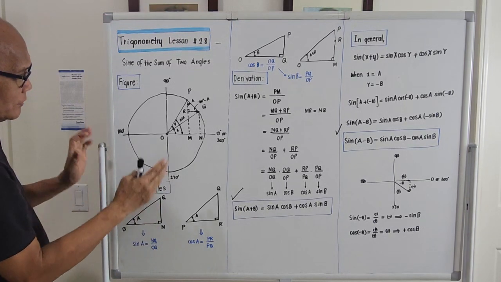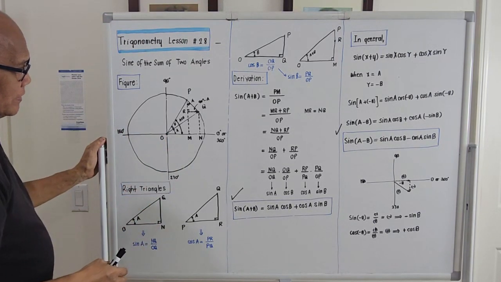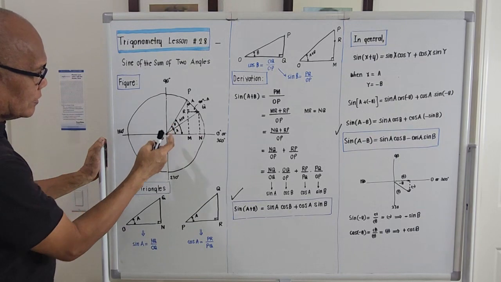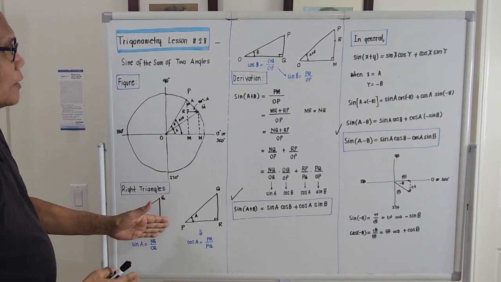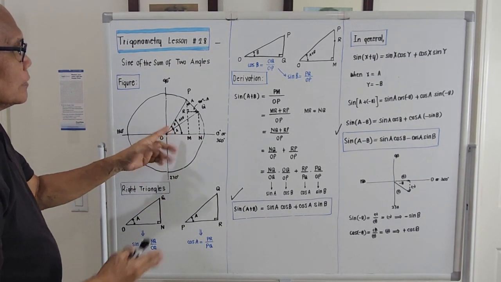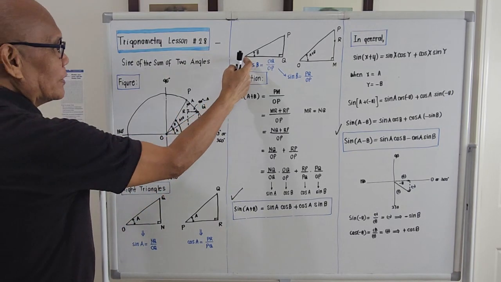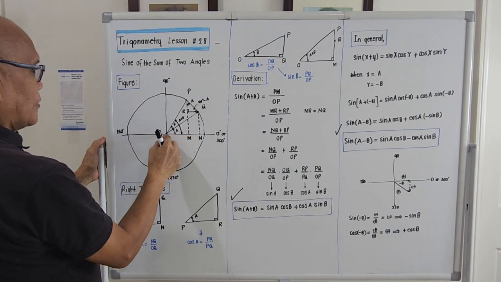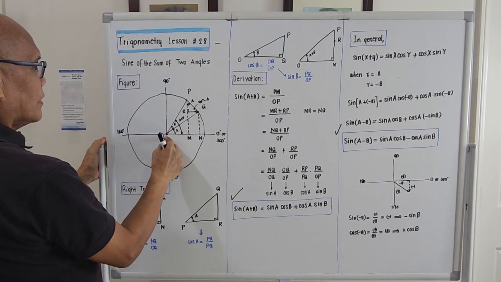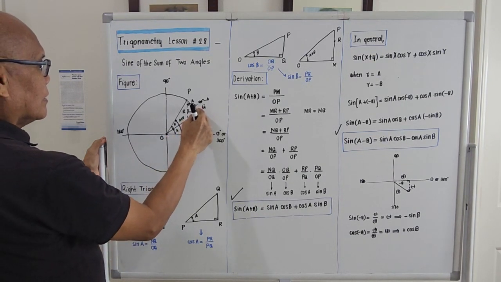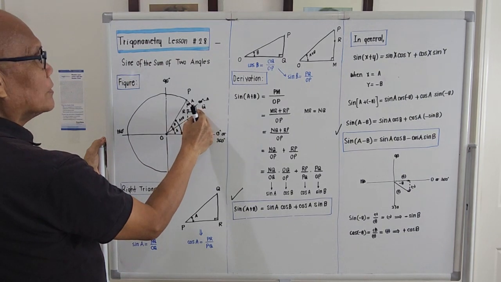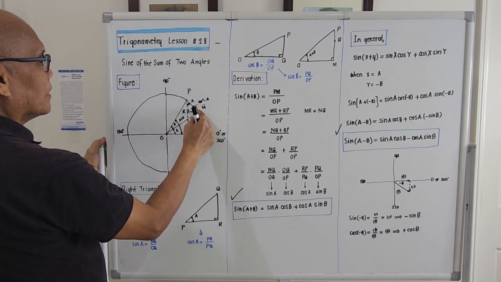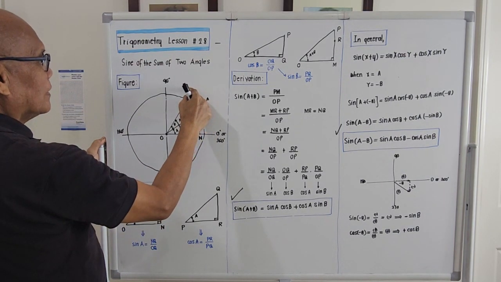The other angle is actually angle B. This is angle B. If we try to bring out angle B, the resulting right triangle will be this one. Angle B is actually from point O to Q and P. That's it.